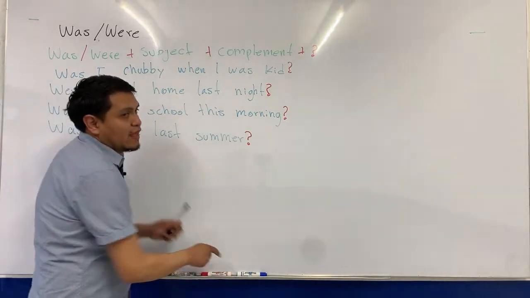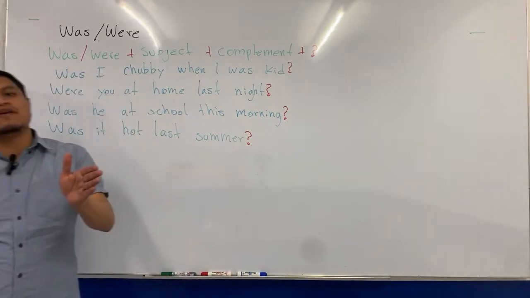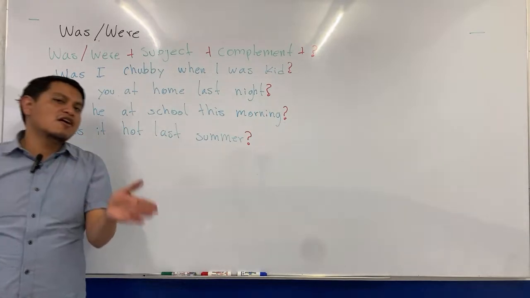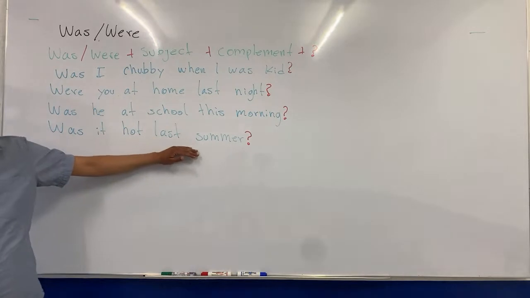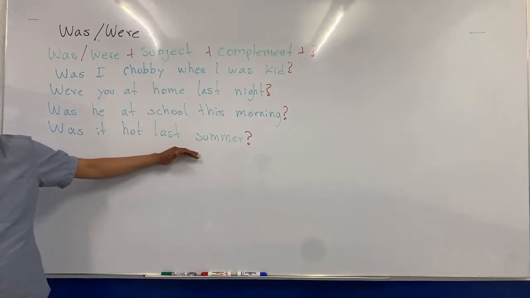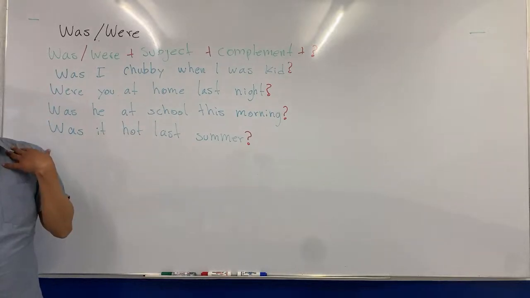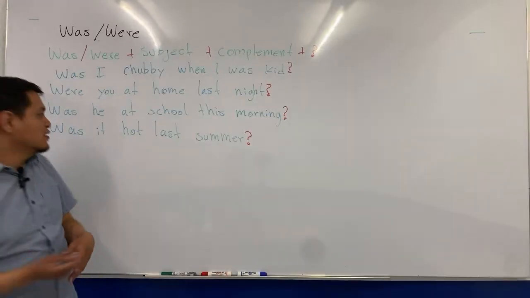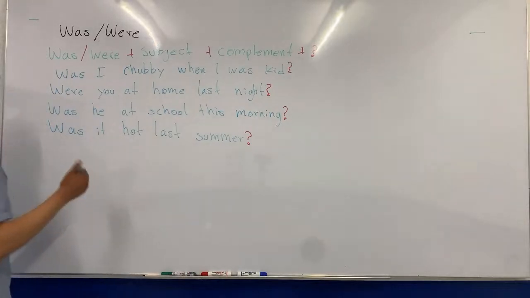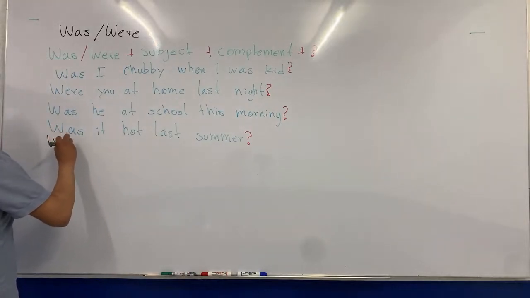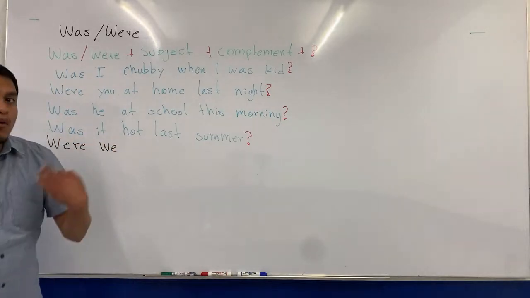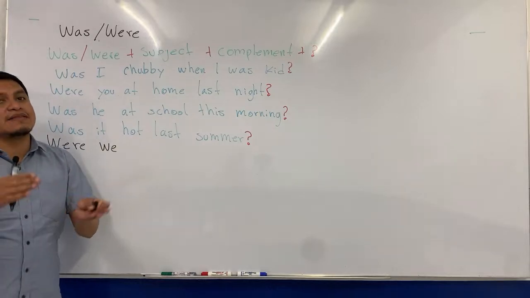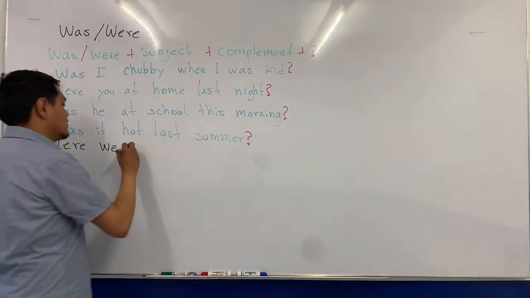And you can answer maybe yes, it was. No, it wasn't. Yes, it was. No, it wasn't. Next example. Were we at a party last Sunday? Were we at a party last Sunday?